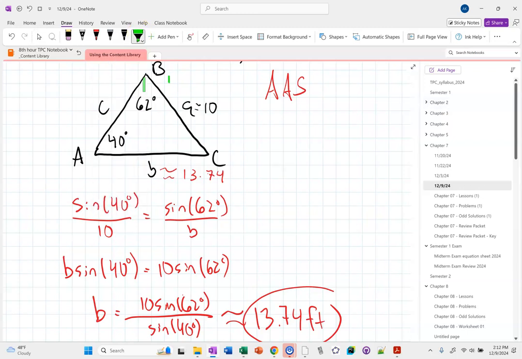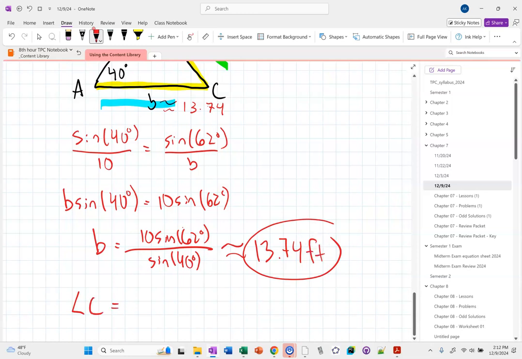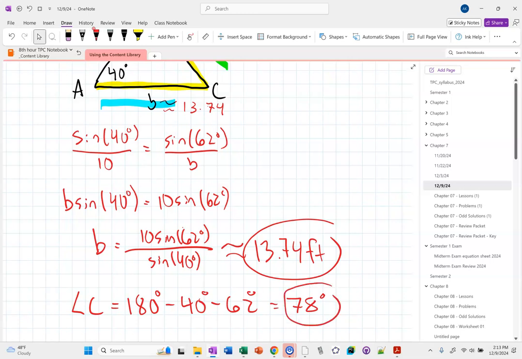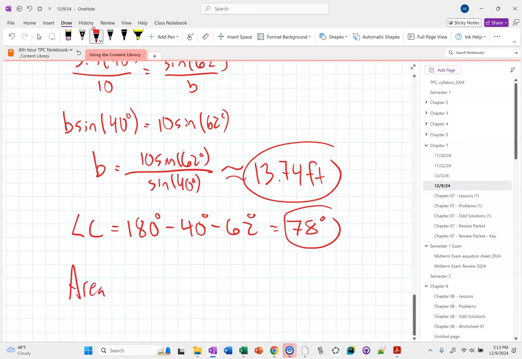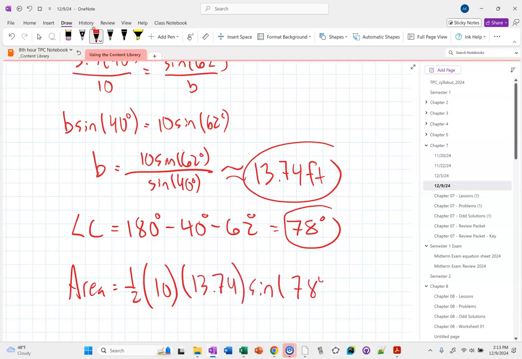So now if I'm going to try to do a side angle side, I have that side, I have that side. Which angle do I need? I need C. Need to find C anyway. Well, that's okay. Angle C is easy to get, right? Just 180 minus angle A minus angle B. And now that I have everything I need, I can do 1/2 A times B times sine of angle C.